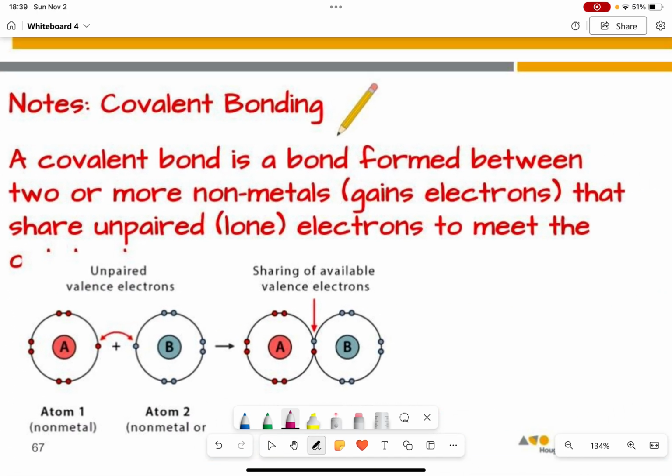A covalent bond is a bond formed between two or more nonmetals, so the ones that gain electrons. The way that they do this is that they share electrons, specifically the ones that aren't paired up and are by themselves, to be able to meet the octet rule.